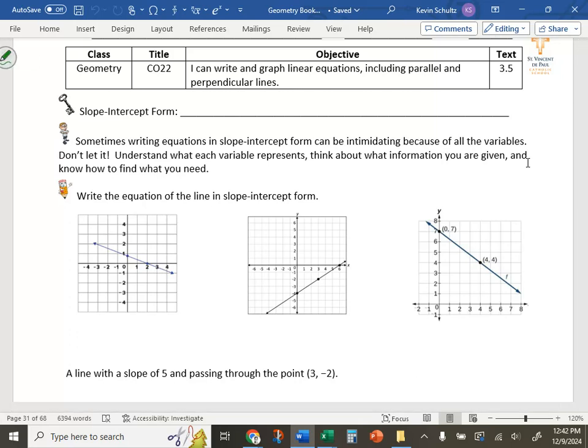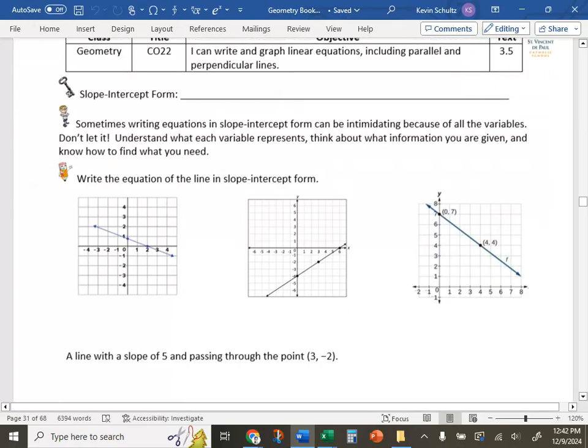We are going over CO22, which you've done before. This was last year in algebra, it was PO24 and PO28. This year it's just CO, little old CO. But it's writing the equations of linear functions and also writing the equations of parallel and perpendicular lines to those linear functions. So your answers should all be in slope-intercept form.